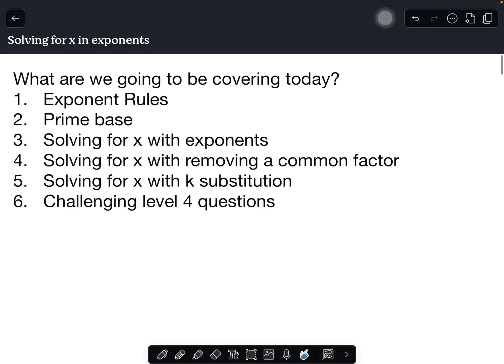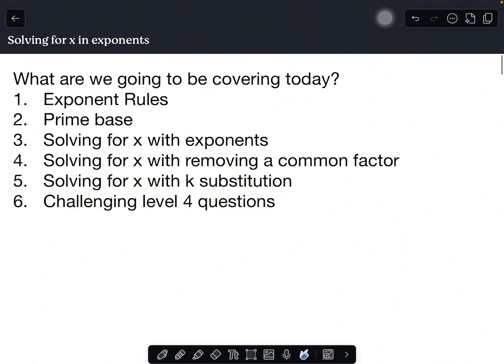Hi guys, today we're going to be working with solving for exponents in grade 11. So this is the one video you're going to need in order to be able to do all of it. We're going to do every single thing you need to do for solving for x in exponents.